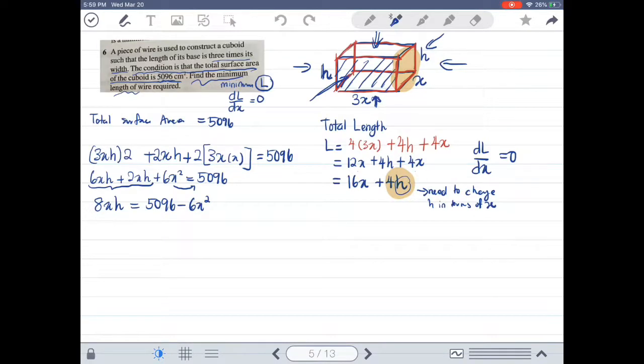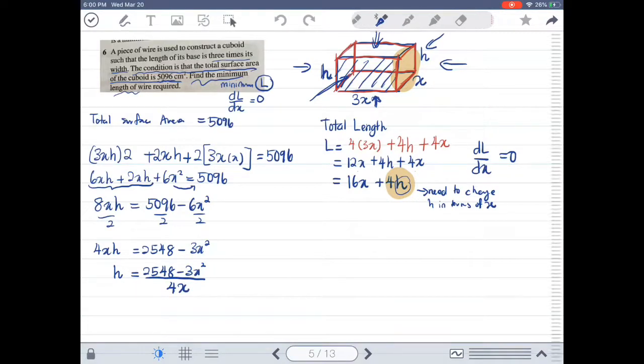Let me try to simplify. Everything divided by 2, we will get 4xh equals to 2548 minus 3x squared. And we want h as the subject, hence we have h equals 2548 minus 3x squared over 4x. Now we have h.